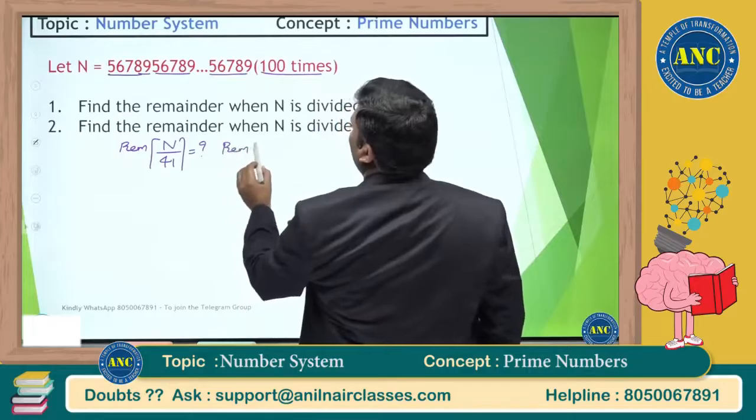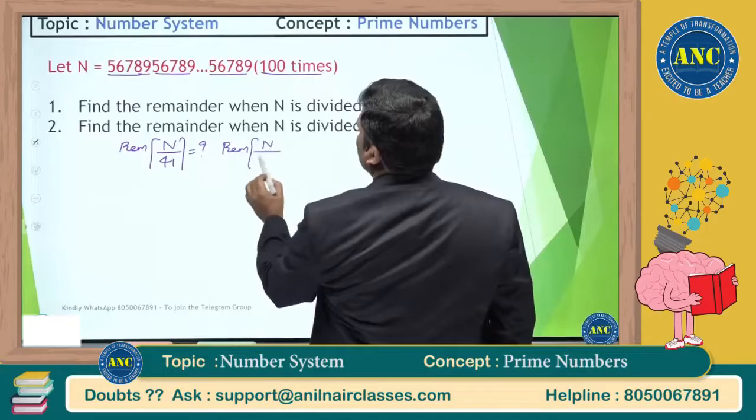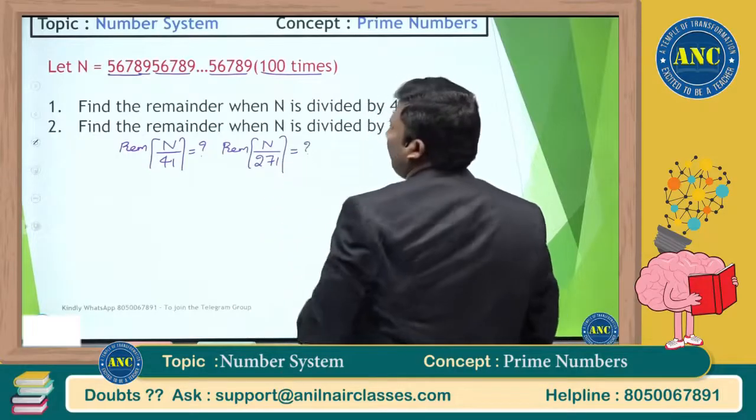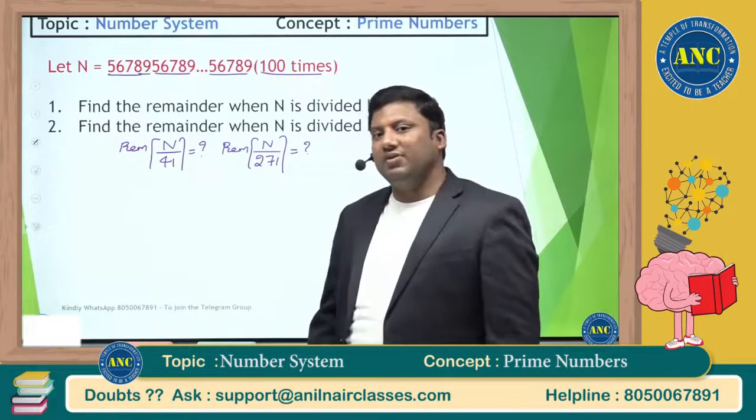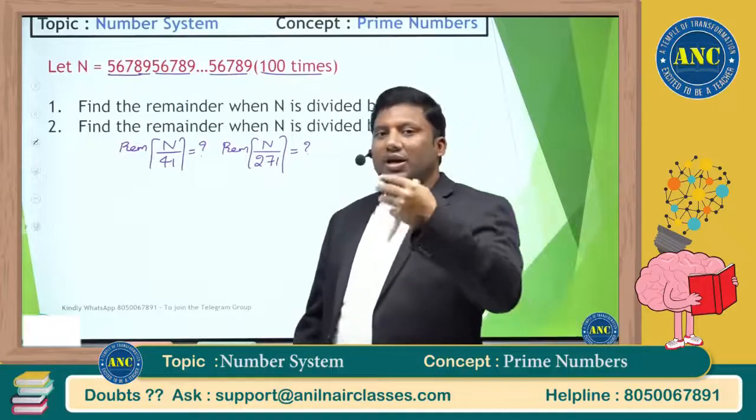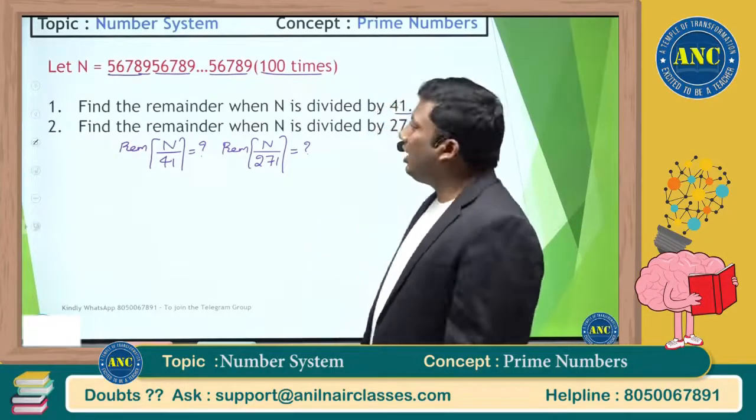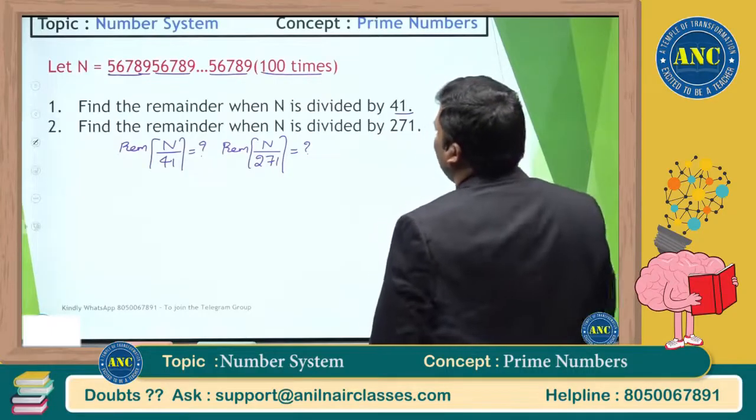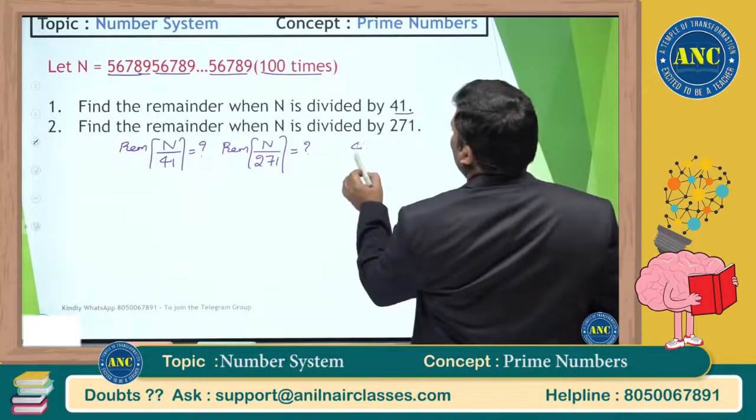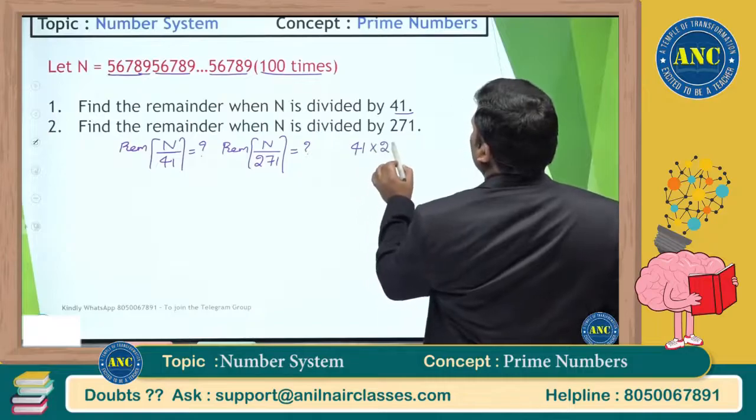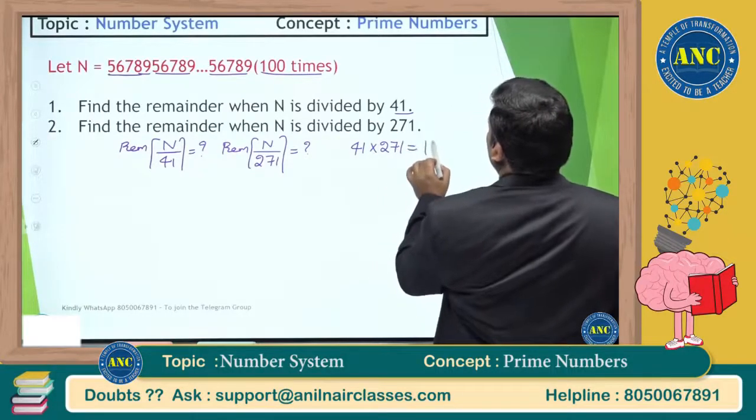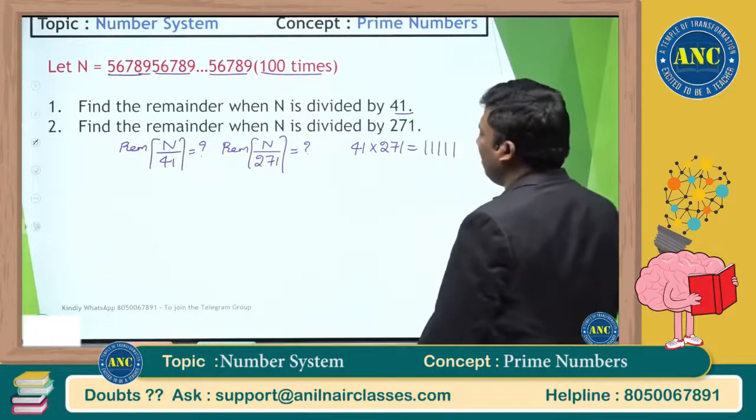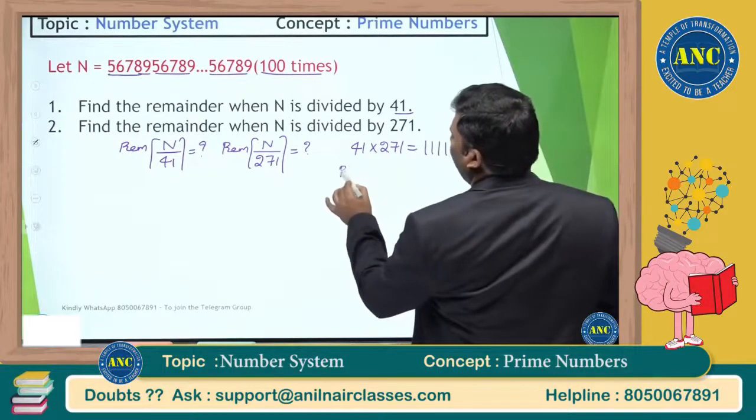Seems like a very complex question, but once you understand a single step, less than 10 seconds, you can solve this question. There is a big number given: a 5-digit number written 100 times. What is the remainder when n is divided by 41 and 271? Now 41 into 271, if you multiply, this will result in 5 ones.